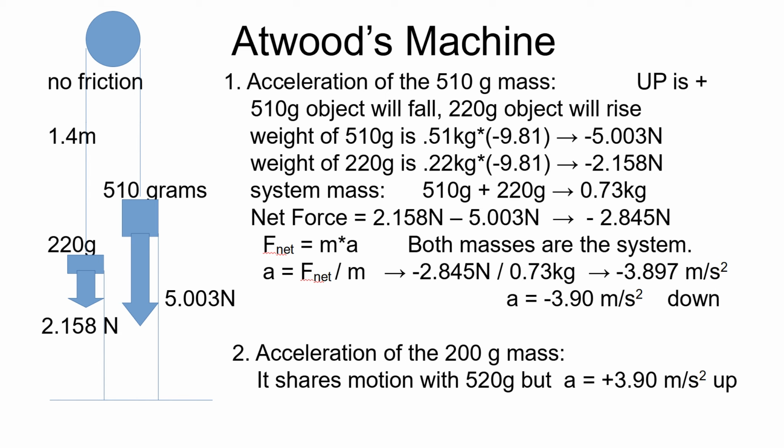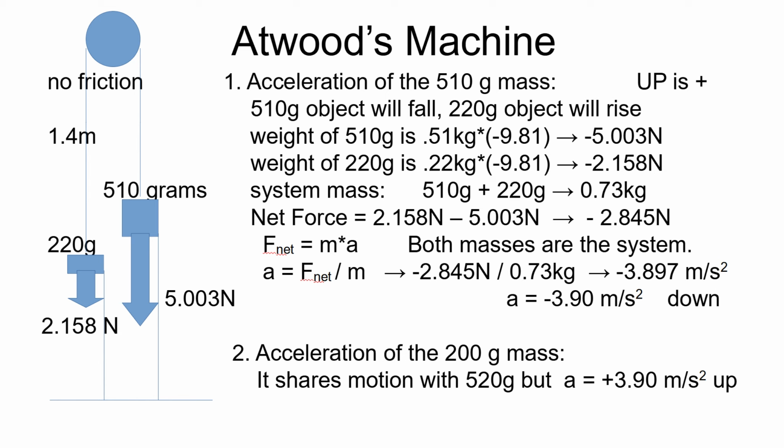What about the acceleration of the 220 gram object? Well, just think about it. You don't have to do a calculation. It's tied with a string to the 510 gram object. This string does not stretch. That's typical physics string, and thus it shares the motion. It shares the acceleration number with the 510 gram object. The only difference is the 220 gram object is going to be accelerating upward.